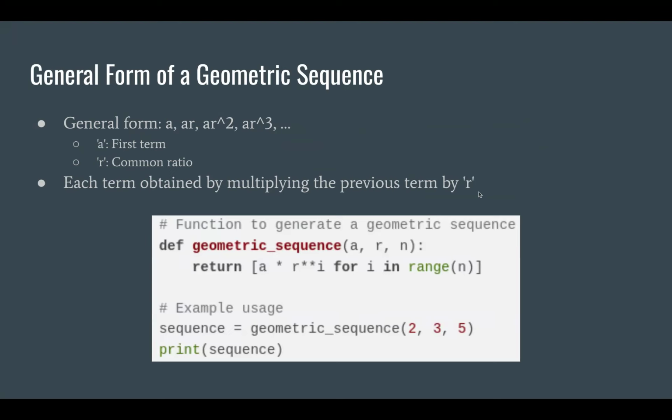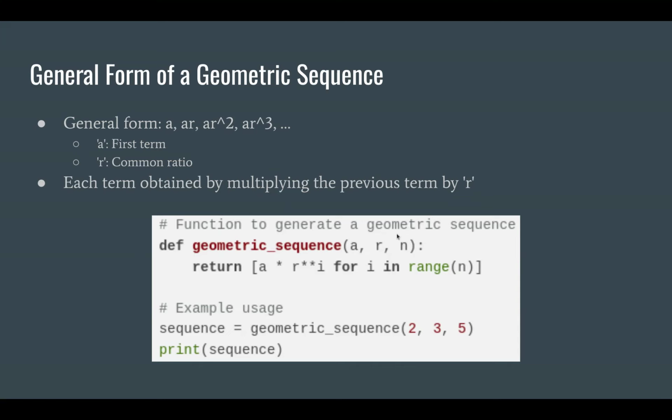General form of a geometric sequence. A geometric sequence can be written in the following way: A, AR, AR squared, AR cubed, and so on. Here, A is the first term of the sequence, and R is the common ratio. Each term after the first is obtained by multiplying the previous term by the common ratio R.